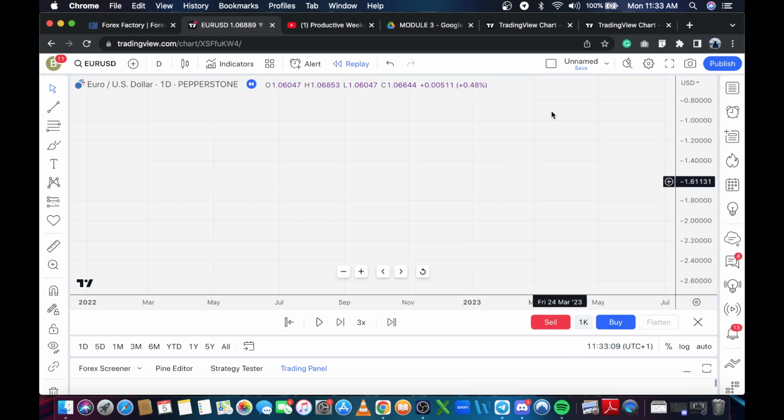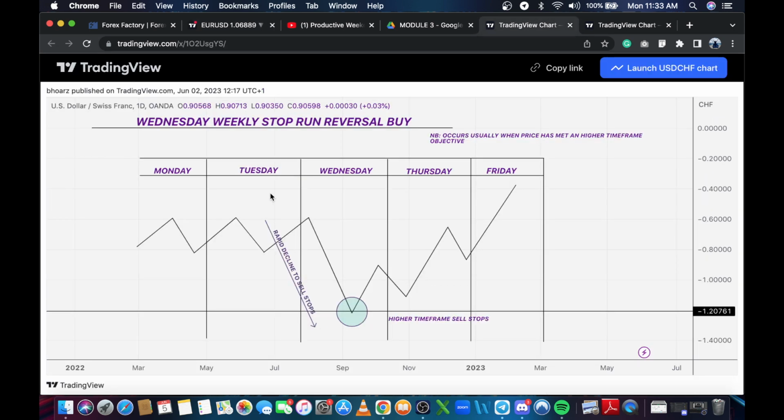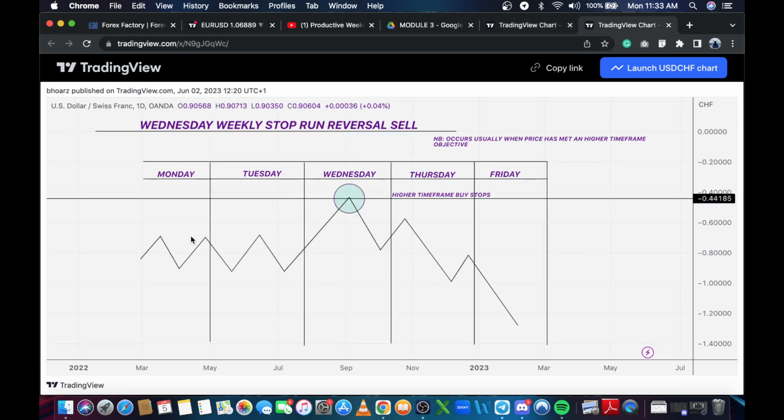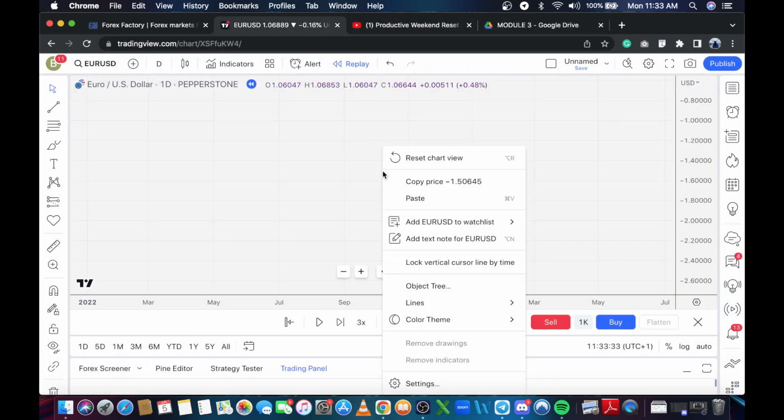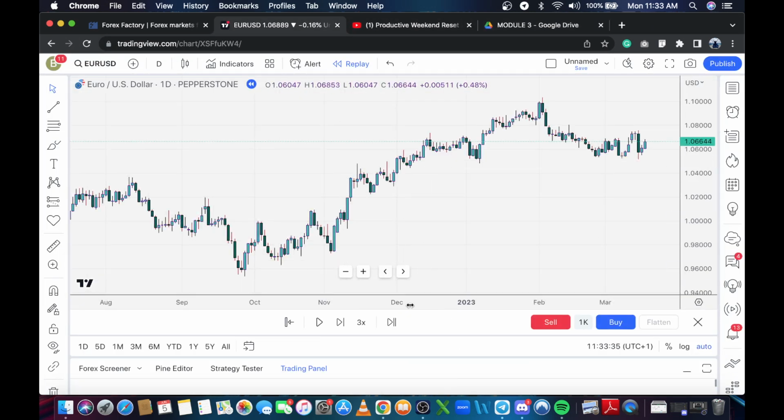And I'm going to remove this, and you can see for the bullishness, on Wednesday, the market shows an aggressive run for high time frame sell stops, and then reverses going to Thursday and Friday. And then for bearishness, the market consolidates on Monday and Tuesday, shows an aggressive run for high time frame buy stops, and then reverses going to Thursday and Friday. So we don't need all of this, and we just need to go and look at actual data itself.